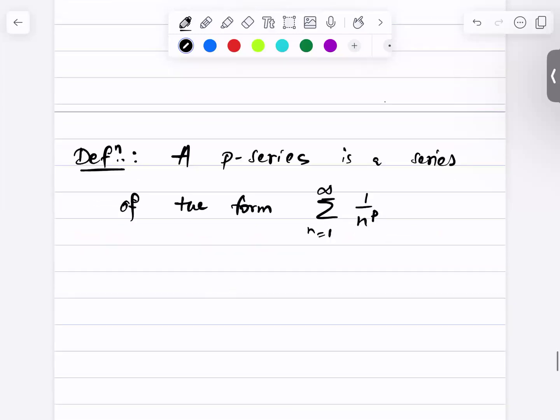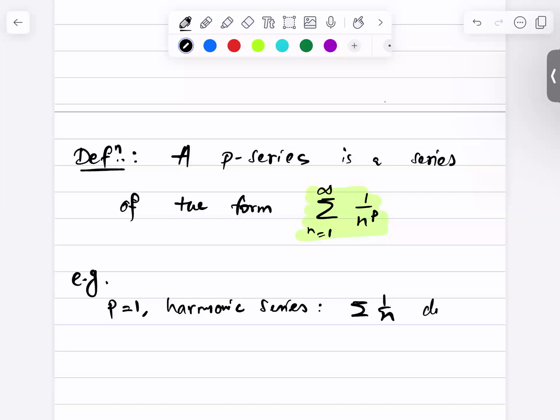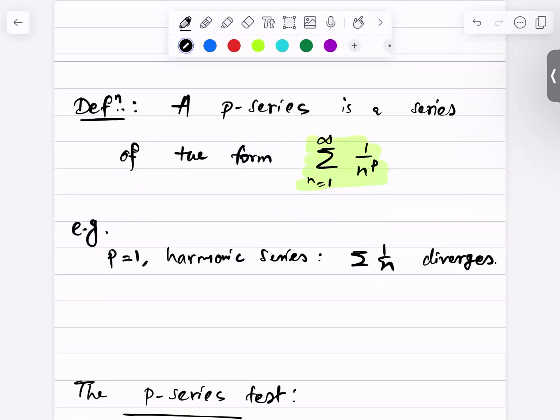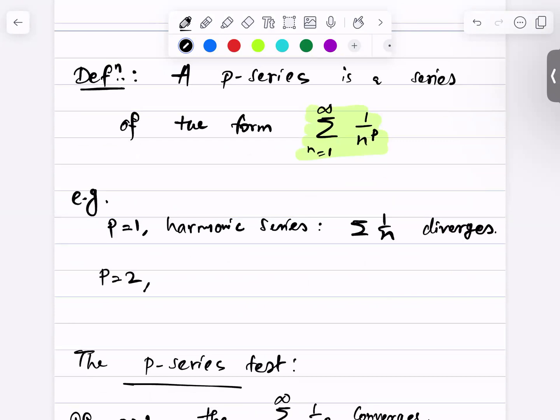The next thing is the p-test. Before that, we need to define what a p-series is. A p-series is basically a series of the form 1 over n to the p. Okay, that's it. For example, when p is 1, we get the harmonic series, which is just the summation of 1 over n, and we have seen that this diverges by the integral test. And when p equals 2, the summation of 1 over n squared converges. Again, we have seen this by the integral test.